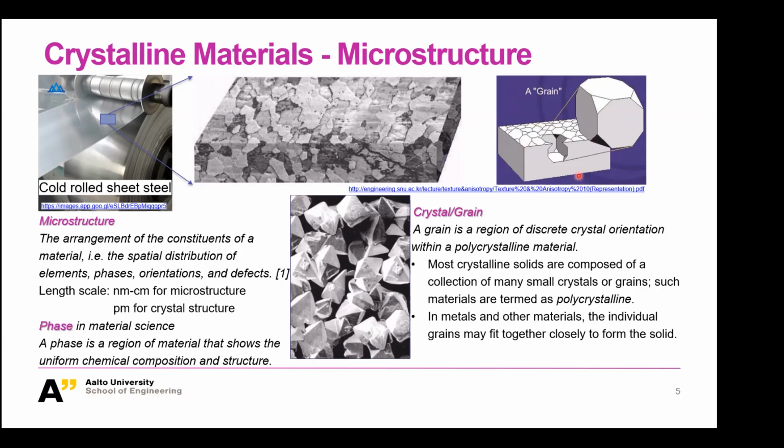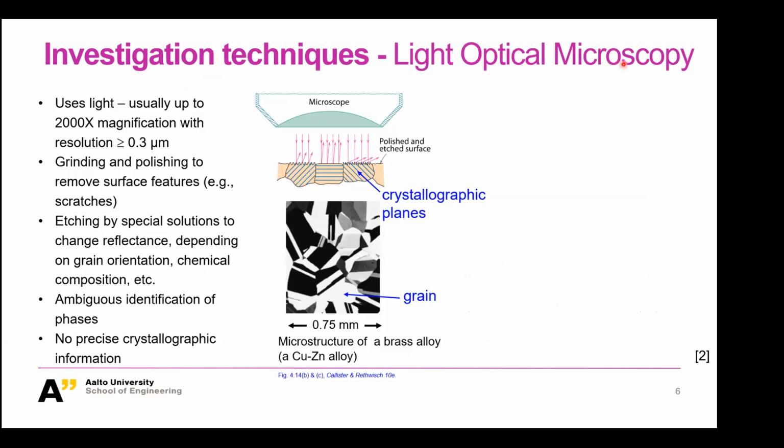Then the next question will be how we can observe this kind of microstructure. The basic answer is by microscopy. So the most simple one is light optical microscopy, LOM. With a LOM, it usually has a magnification up to 2,000 times with a resolution larger than 0.3 micrometer.